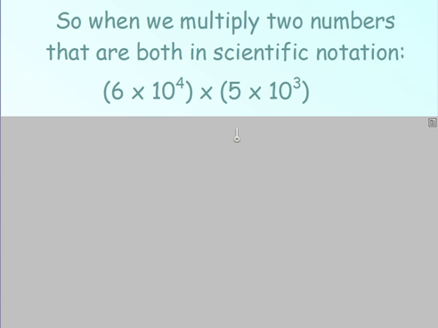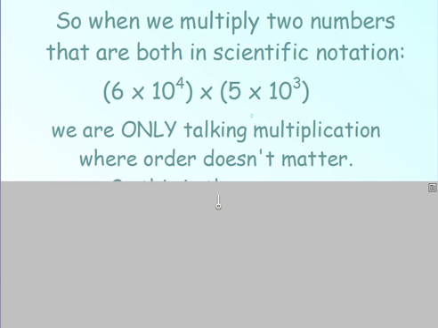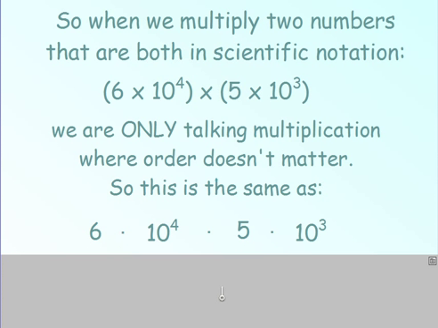Our next example is going to be when we multiply two numbers that are both in scientific notation. So I have the example 6 times 10 to the 4th power times 5 times 10 to the 3rd. Again, this is only multiplication. And in something that is strictly multiplication, there's no addition, no subtraction, no division. Order doesn't matter. So I'm going to rewrite my equation so that I have no parentheses and all multiplication.